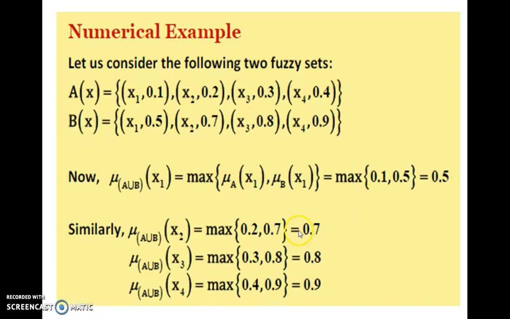Likewise, we have to find the maximum values for the corresponding x2, x3 and x4 values, and that will be the final result of the fuzzy sets union operation. The maximum between 0.2 and 0.7 is 0.7, and the next will be 0.8 and 0.9. So all these four values are present for x1, x2, x3, x4 with their corresponding membership function values in the union of the two given fuzzy sets.